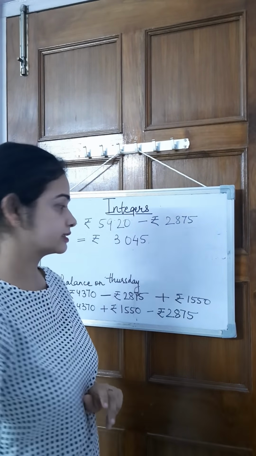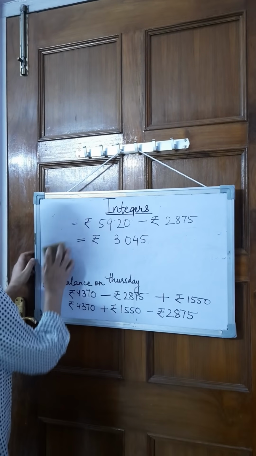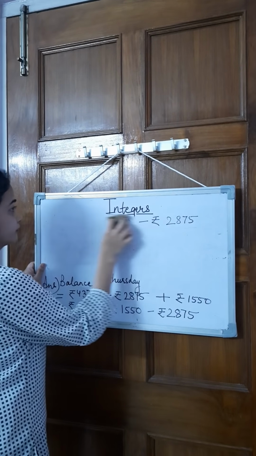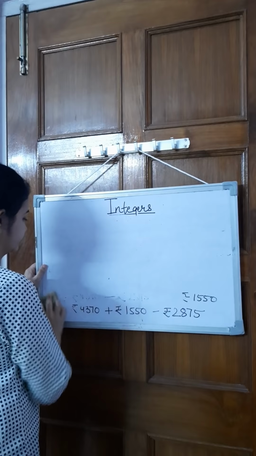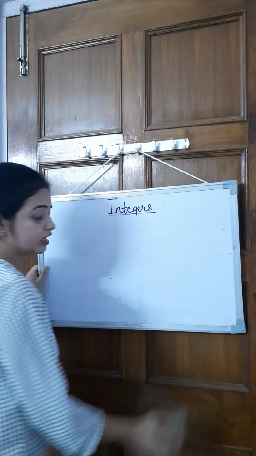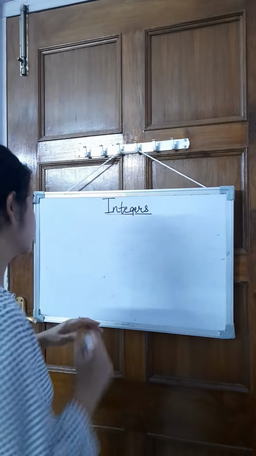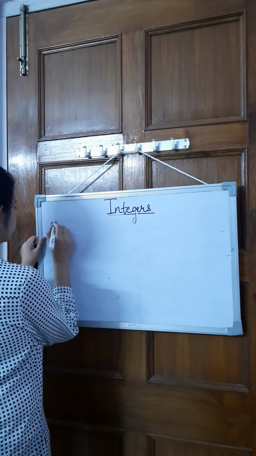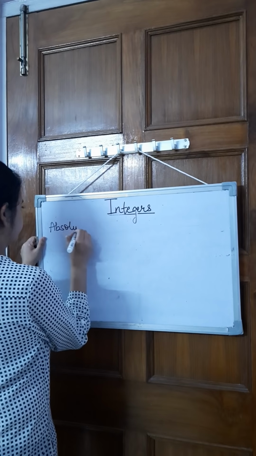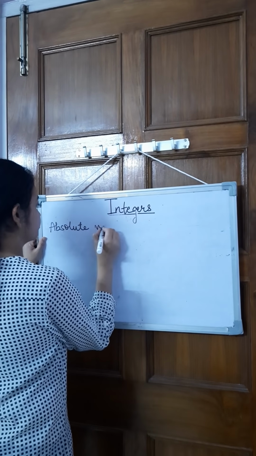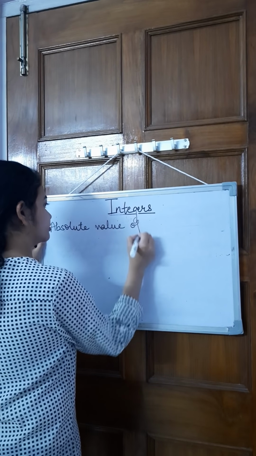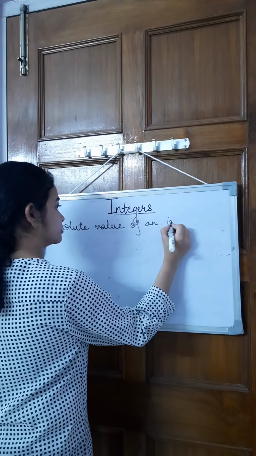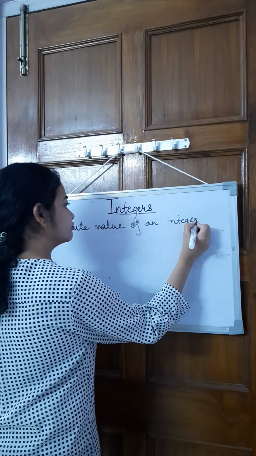Yes, is this question clear, that when to use a positive sign, when to use a negative sign? Yes. Now let's take one more very important thing, the absolute value of an integer. This is very, very important. Absolute value of an integer. So what is absolute value of an integer?